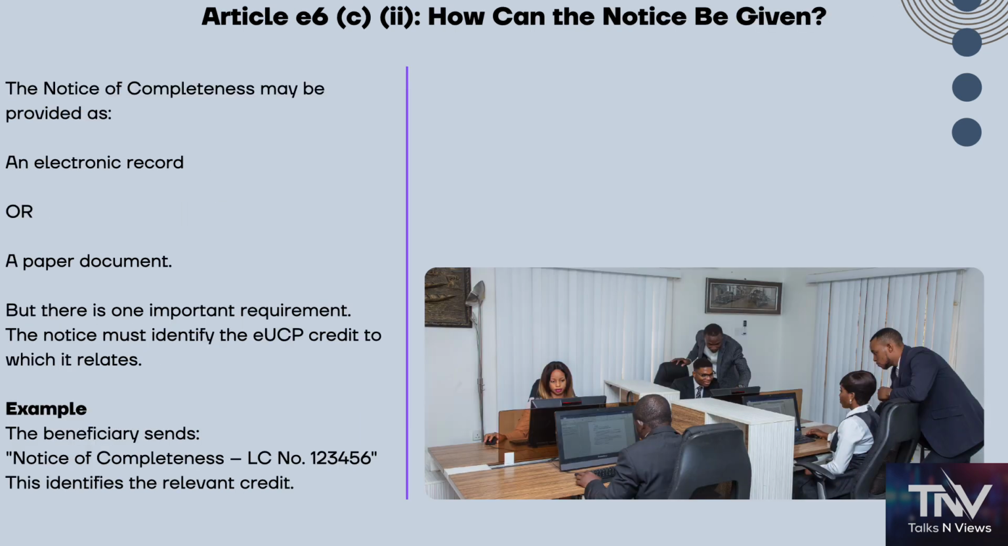Article E6, C, 2. How can the notice be given? The notice of completeness may be provided as an electronic record or a paper document. But there is one important requirement. The notice must identify the eUCP credit to which it relates. Example. The beneficiary sends notice of completeness, LC number 123456. This identifies the relevant credit.